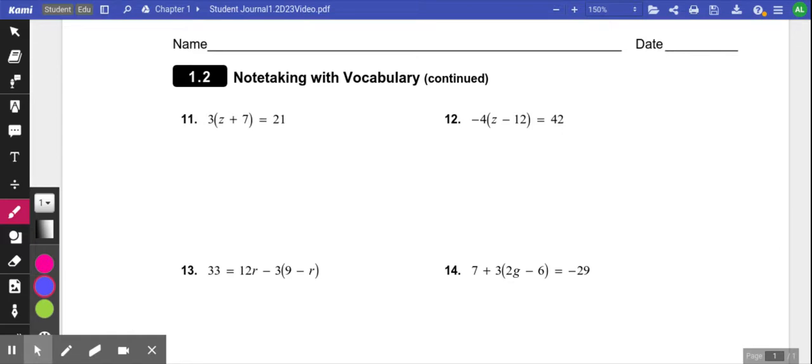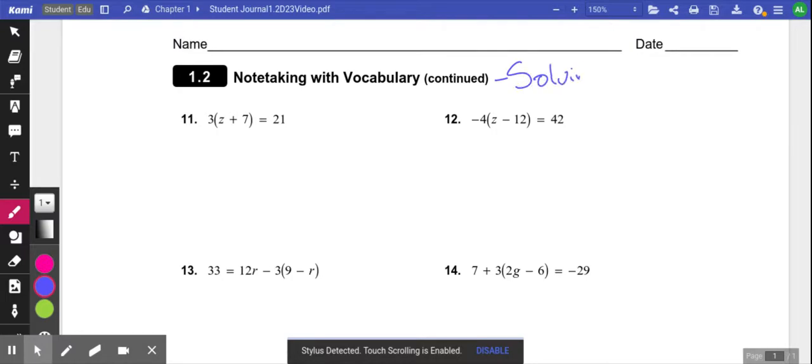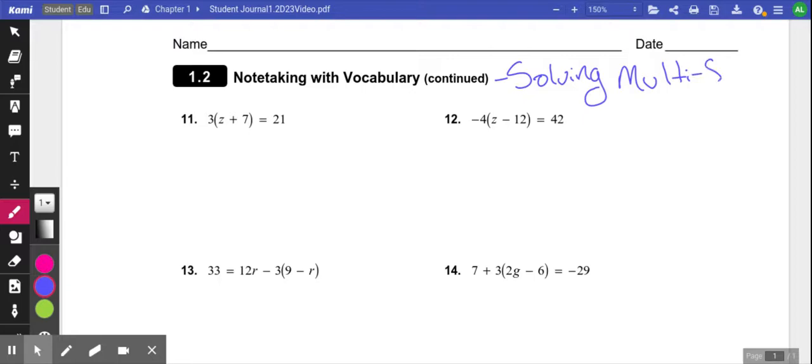Hey guys, we've got our very last video for this week. We're continuing on with 1.2. We've got our solving multi-step equations.